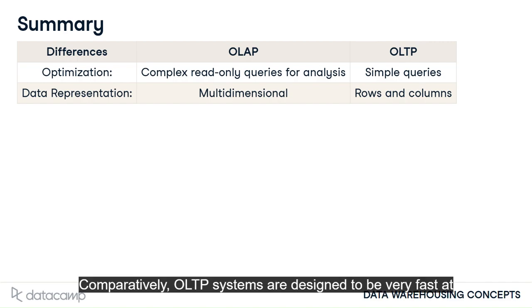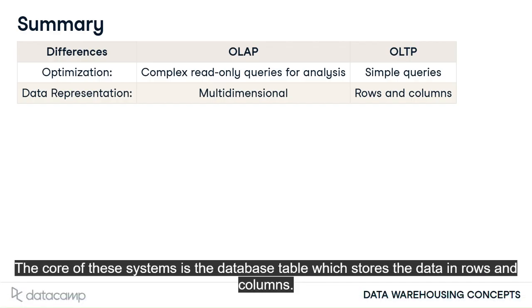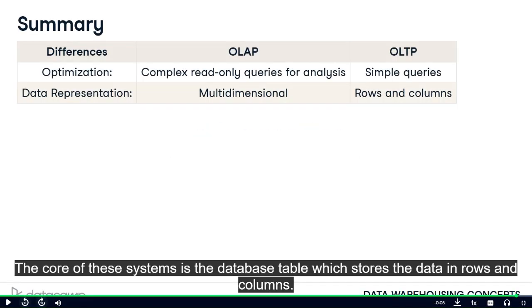Comparatively, OLTP systems are designed to work on one or only a few rows of data. The core of these systems is the database table, which stores the data in rows and columns.